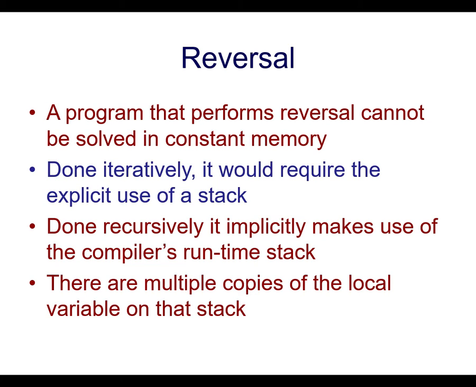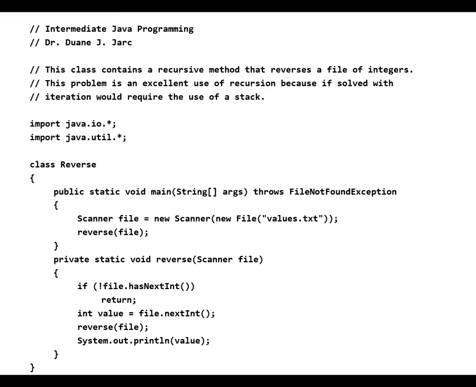If we wrote an iterative program, it would require the explicit use of a stack. It would require two loops. The first loop would read in values from the file and push them onto the stack. The second loop would pop the values from the stack and display them. Using recursion, the program implicitly makes use of the compiler's runtime stack by stacking the values that are saved in a local variable of the recursive method, which means that there are multiple copies of the local variable on the compiler's runtime stack.